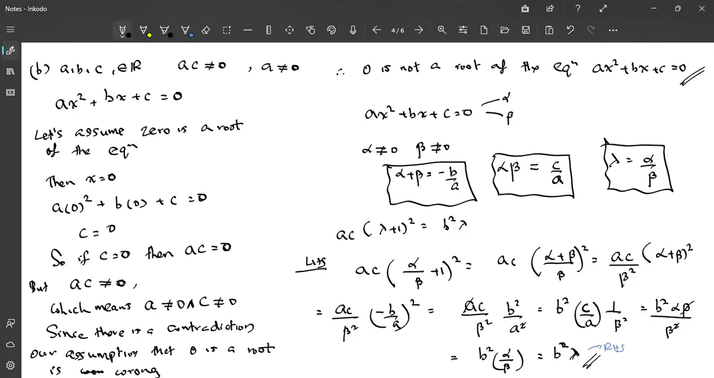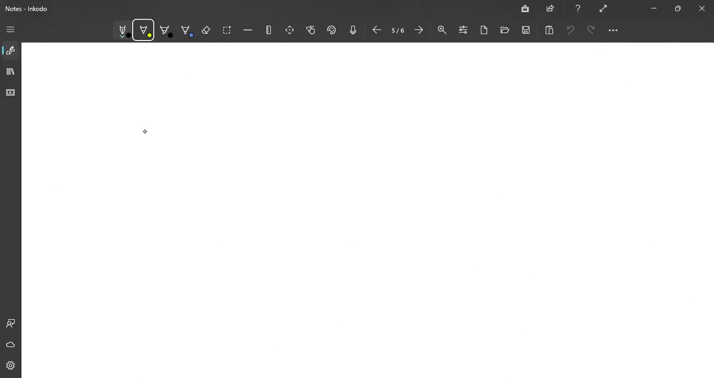Okay. Next, they are asking, let P, Q and R be real numbers. They are telling PR is not equal to 0. Then you have an equation px squared plus qx plus r equals 0. Let gamma and delta be the roots of this.